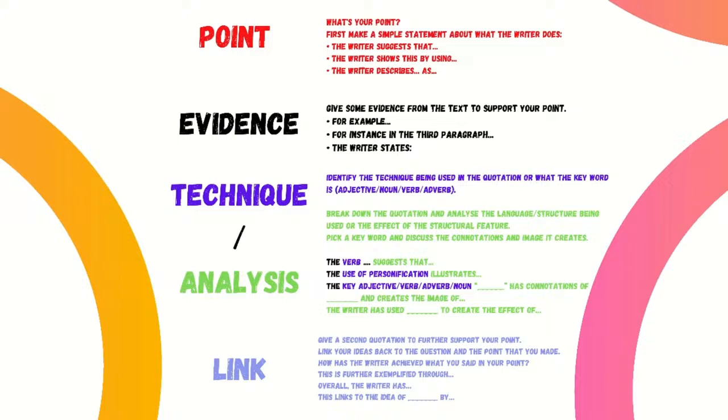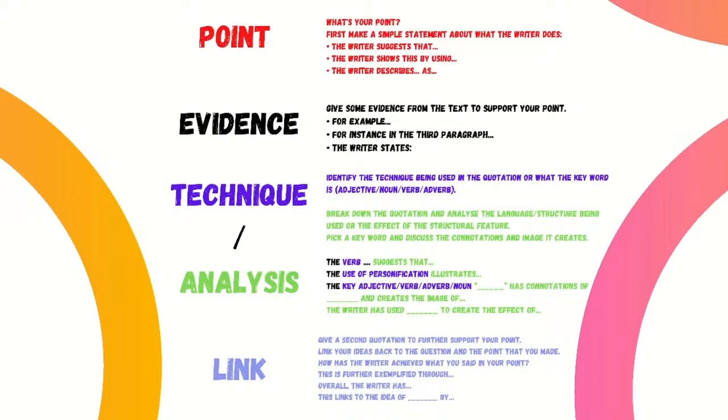So for example, for instance, in the third paragraph, the writer states... Once you've given that evidence, you're then going to talk about one of the techniques being used there, a specific quotation or an adjective, a word in particular, a noun, a verb. And then, as we can see in the green here for the analysis, break it down: analyze the language or the structure being used, or the effect of it. Pick a key word and then discuss its connotations.